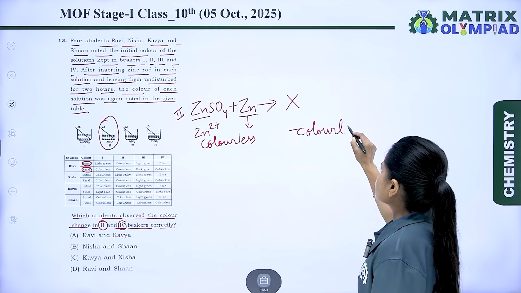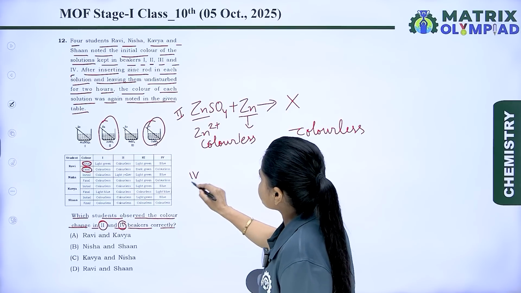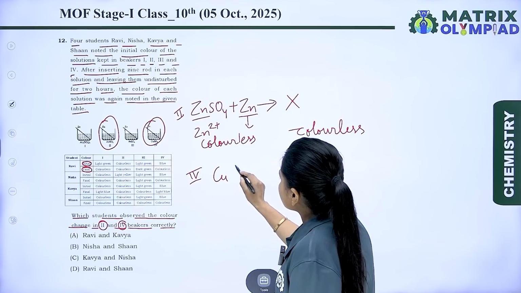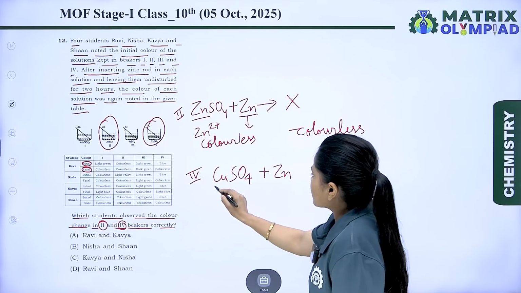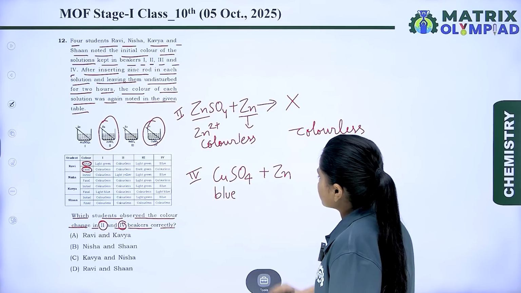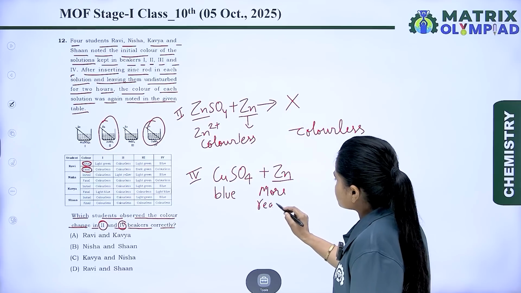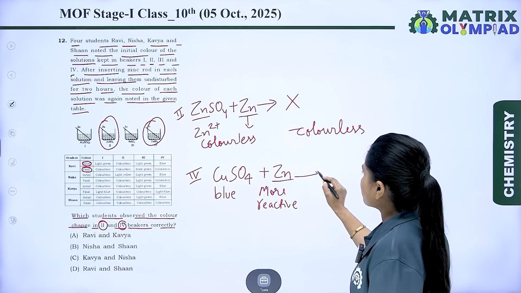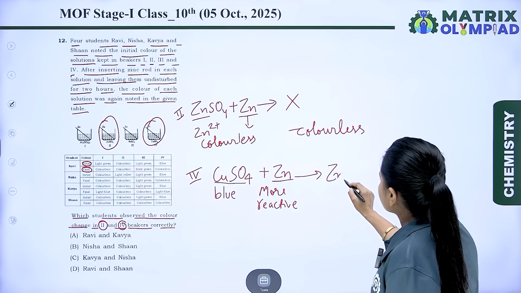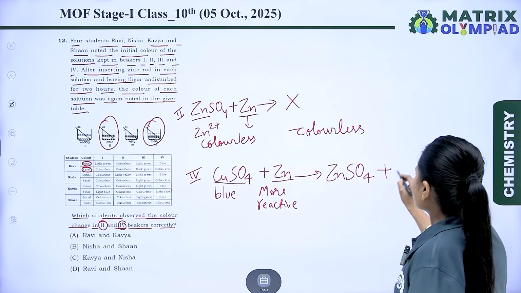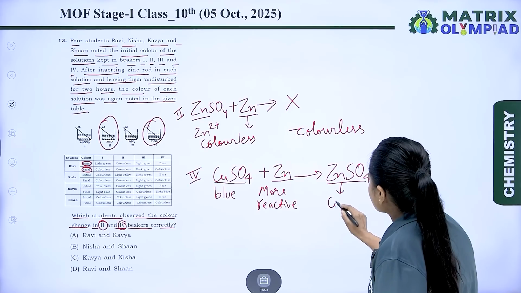Now in beaker 4, zinc metal is kept in copper sulfate solution, and the solution is blue in color. Zinc metal is more reactive than copper, so it displaces copper ion from its salt solution, so the reaction gives us zinc sulfate and copper metal, and the zinc sulfate solution is colorless.